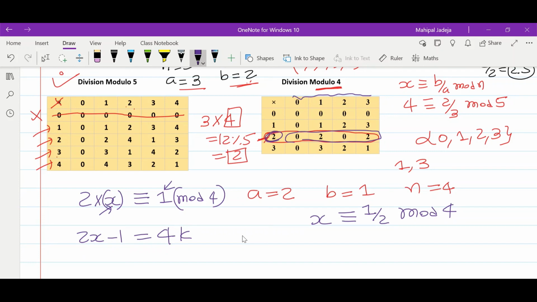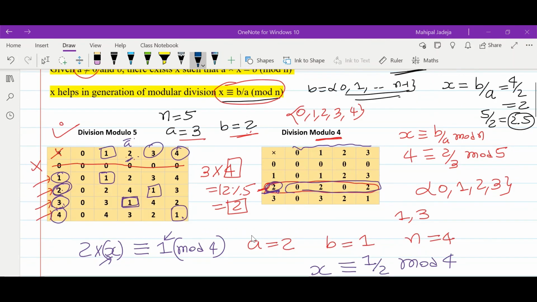So now let's see the definition of multiplicative inverse. That means this modulo division is not always possible, right? In some cases it's possible, in some cases it's not. In the next video we'll talk about multiplicative inverse in detail.